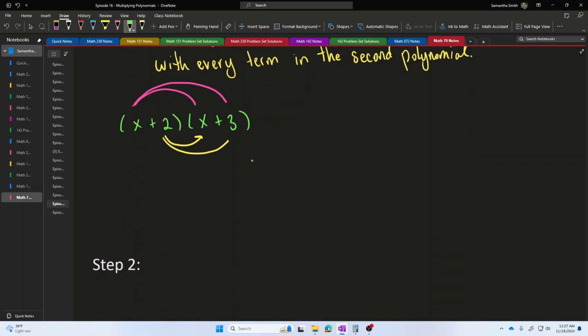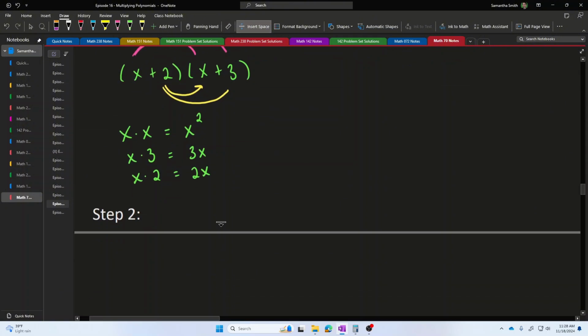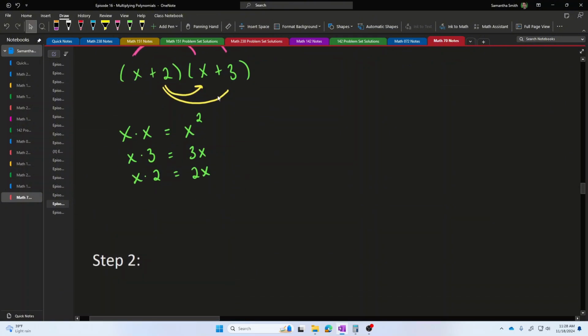So x will have to get multiplied by x, and that'll give me x squared. X will have to get multiplied by 3, and that'll give me 3 times x. X will have to get multiplied by 2, and that'll give me 2 times x. 2 will also have to get multiplied by 3, and that'll give me 2 times 3, result 6.